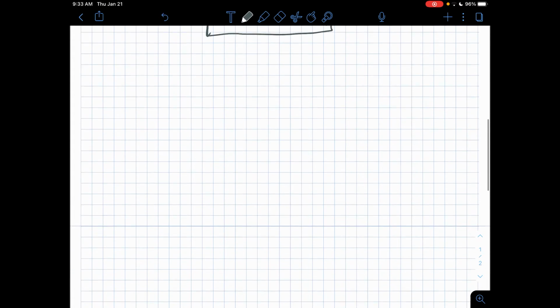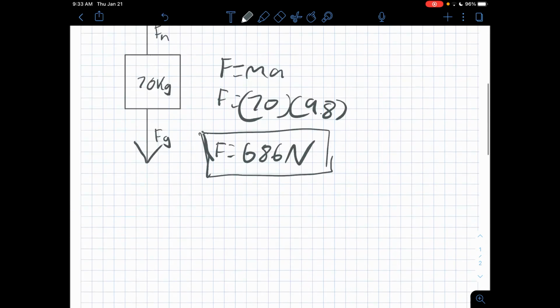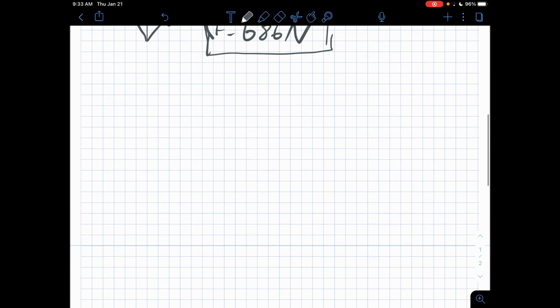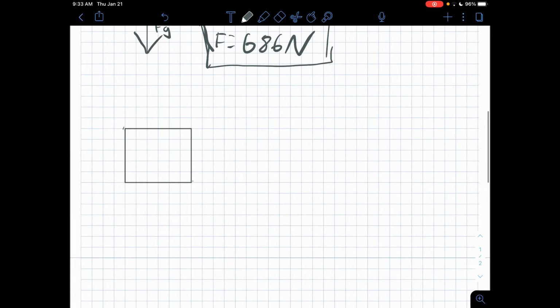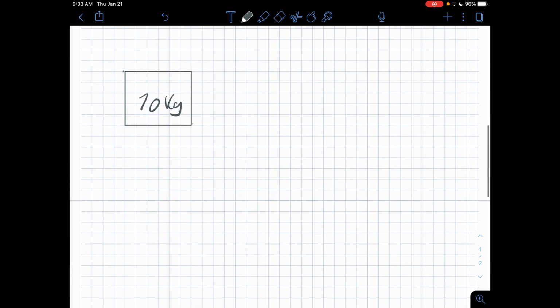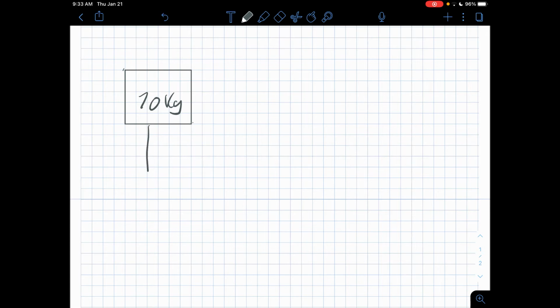So this is when we get into acceleration of the elevator, which will start to affect the reading of the scale. So for question D, you want to draw the free body diagram again, with the 70 kilograms. And you want to draw all the forces. So there's still the force of gravity.